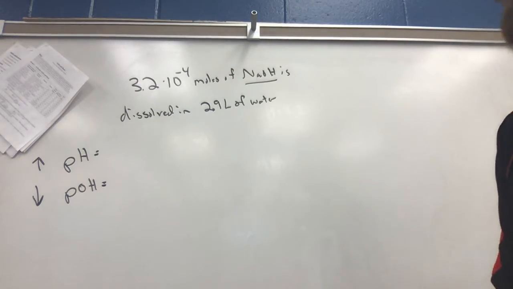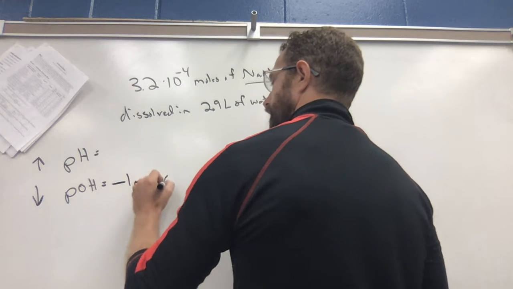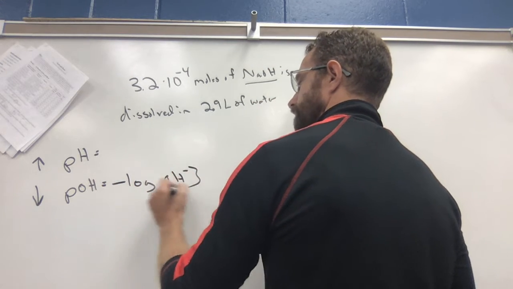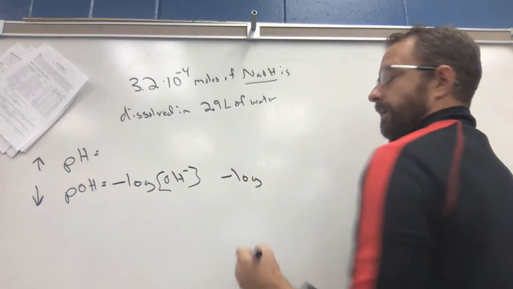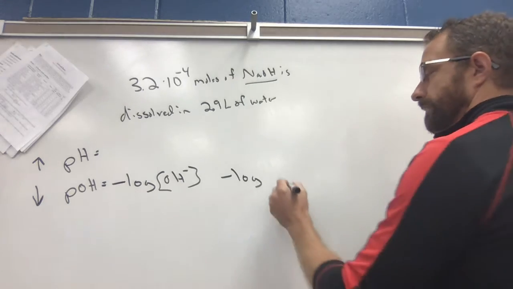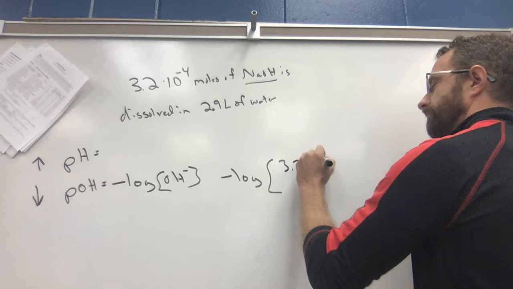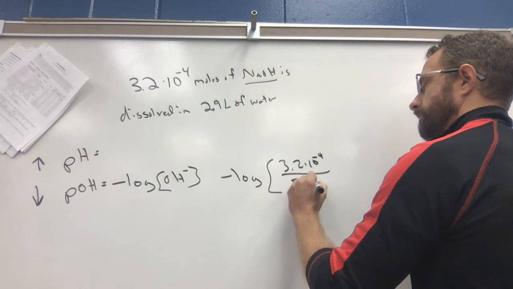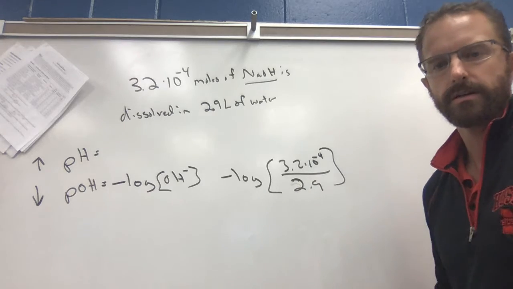So job number 1 is to figure out, I need to get the negative log of the OH minus concentration. So negative log, well, concentration, remember, was moles divided by liters. So I'll do negative log of 3.2 times 10 to the negative fourth divided by 2.9. Instead of doing that in 2 separate problems, I'm just writing it all at once, right?